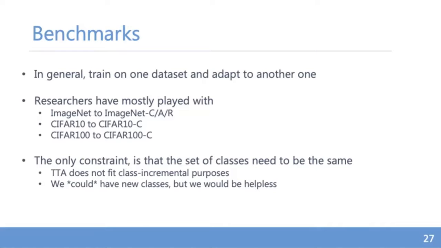Even though there are benchmarks like ImageNet V2, where they follow the very same sampling strategy, you still have a performance gap. So you can really benefit from test time adaptation in most situations. The only constraint is that the set of classes needs to be the same.